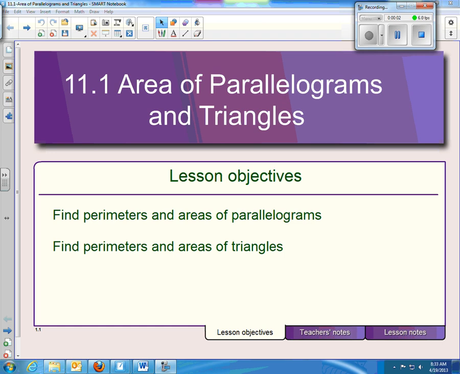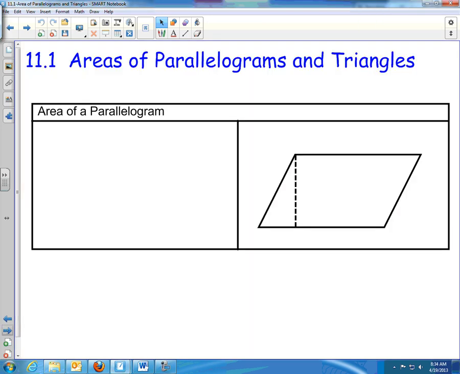Hi class, today we're going to start chapter 11. We're going to do section 1, which is on area of parallelograms and triangles. This should be some familiar stuff, but then we're going to throw in some of our geometry. Our objectives today are to find perimeters and area of parallelograms and to find perimeter and areas of triangles.